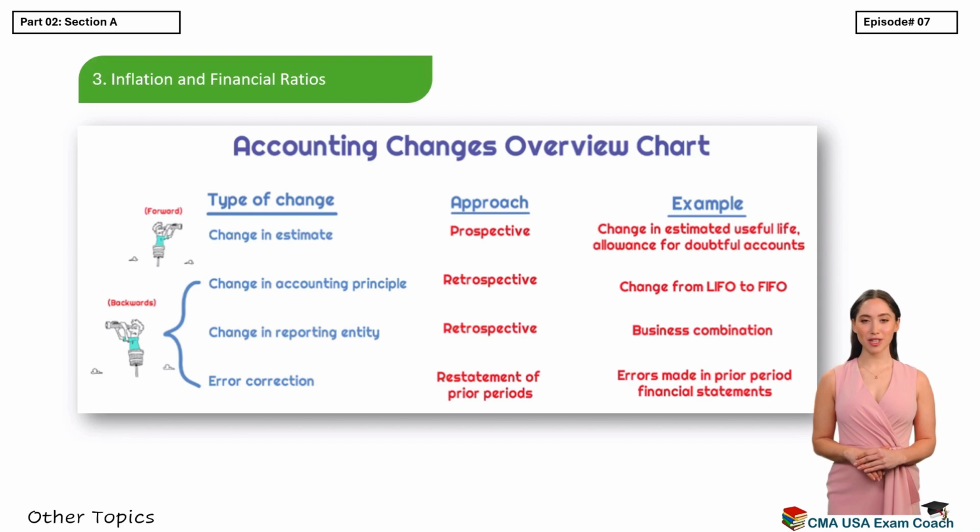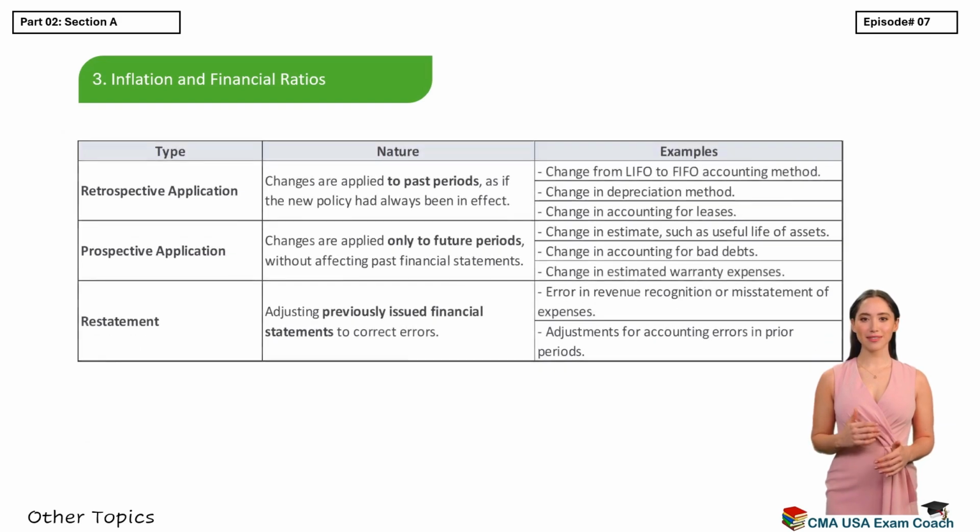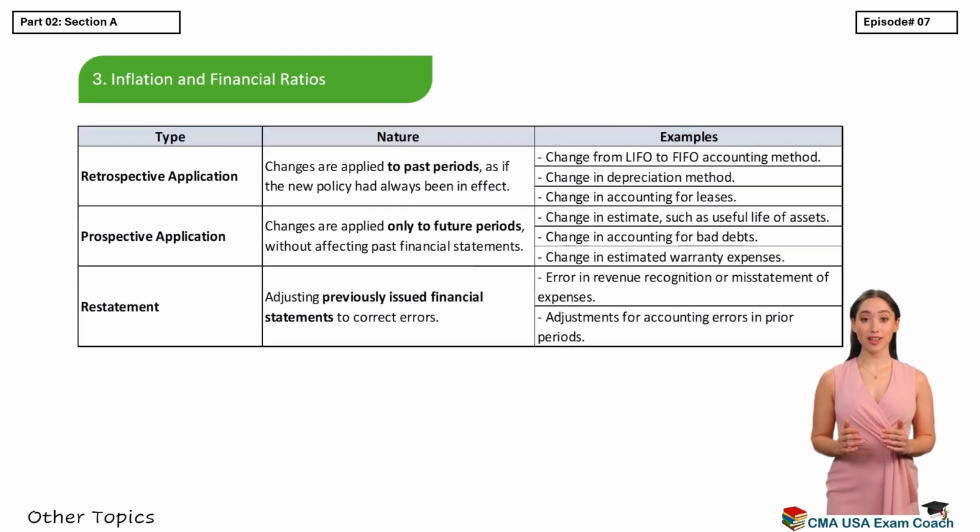First, let's talk about retrospective application. This method involves applying a change in accounting policy to previous periods. Essentially, it's as if the new policy had always been in place. For example, imagine a company decides to change its inventory accounting method from LIFO, last in, first out, to FIFO, first in, first out. With retrospective application, the company would restate its financial statements for prior periods as though FIFO had always been used, even though it was originally applying LIFO.